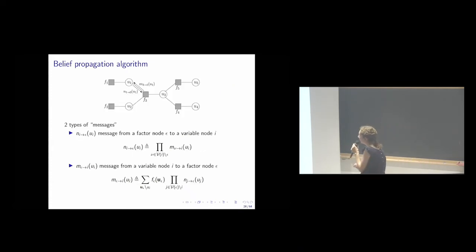So the belief propagation algorithm relies on this particular factor graph by defining 2 types of messages. It's based on the transmission of these messages all along the edges of the factor graph. One type of message goes from factor nodes to variable nodes, and one type of message comes from one variable node to a factor node.